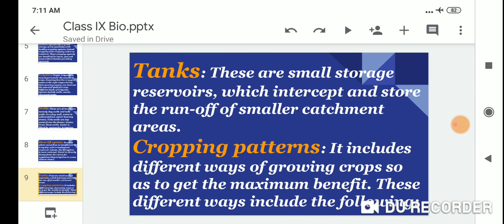Tanks. These are small storage reservoirs which intercept and store the runoff of smaller catchment areas. Cropping patterns include different ways of growing crops so as to get the maximum benefit. These different ways include the following.